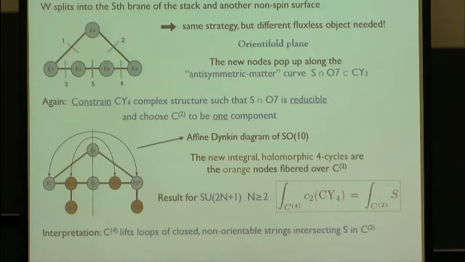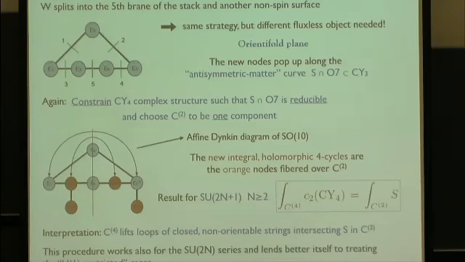The interpretation is a little bit more complicated, because we clearly don't have open strings ending on the orientifold. So we argue that these candidate C4 we are using here are actually lifting loops of closed non-orientable strings which just intersect the D7 stack in our candidate C2. I conclude by mentioning that this procedure also works for the SU(2n) case, because the orientifold is also there, and it lends itself better to treating the U(1)-restricted cases, which we also did in our paper.